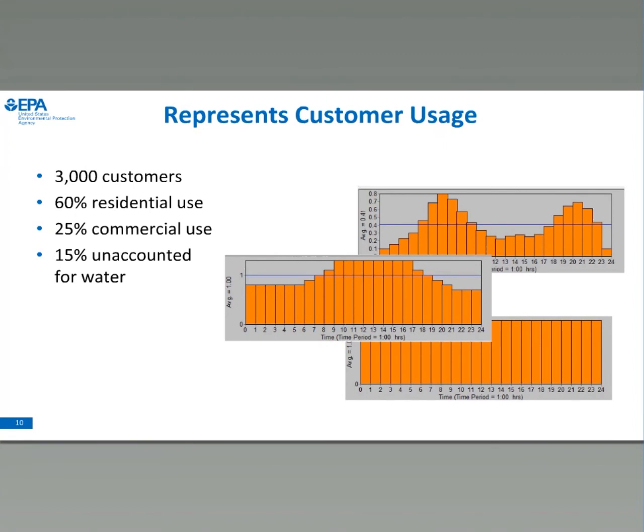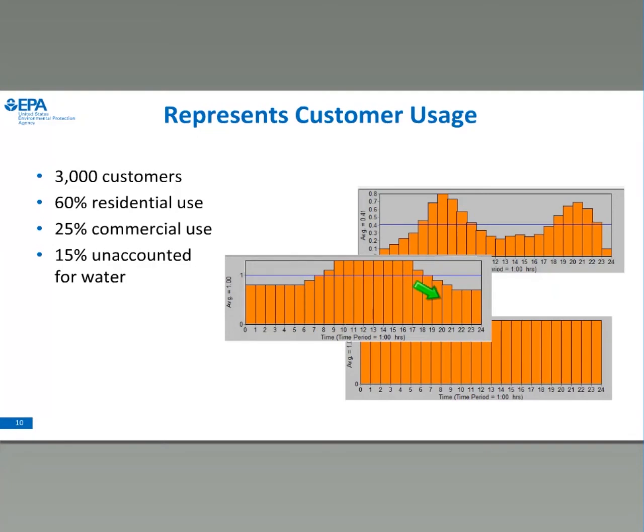In the distribution system network model, you're also able to represent the customer usage. And so this is able to represent the number of customers that are being served by the distribution system network, as well as the different patterns of consumption. So there are 3 examples here. We have a residential use, a commercial use, and accounting for unaccounted water, which might be non-revenue water.